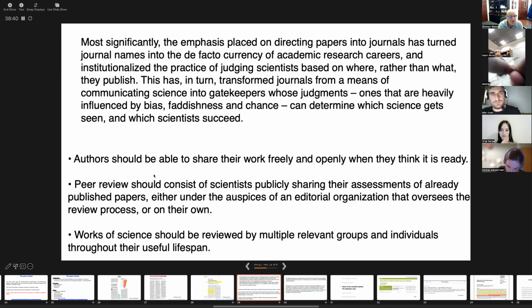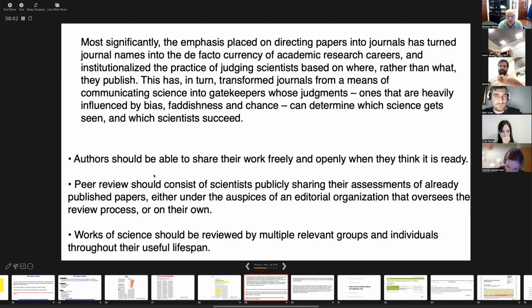Okay. Authors should be able to share their work freely and openly when they think it is ready. Peer review should consist of scientists publicly sharing their assessments of already published papers, either under the auspices of the editorial organization that oversees the review process or on their own. Works of science should be reviewed by multiple relevant groups and individuals throughout their useful lifespan.